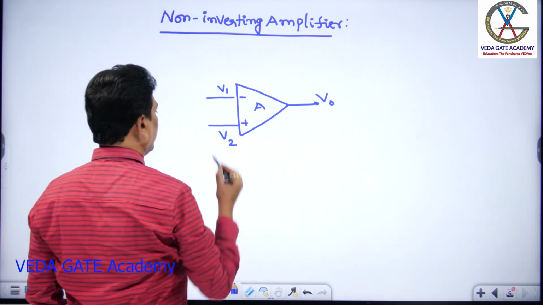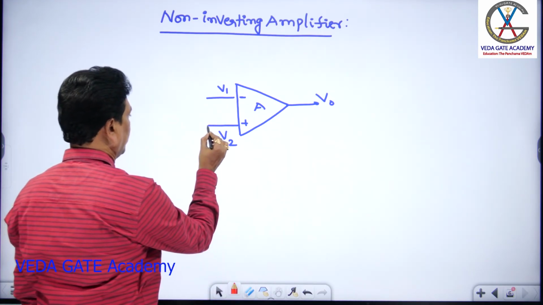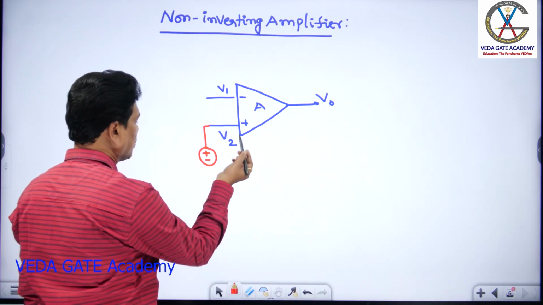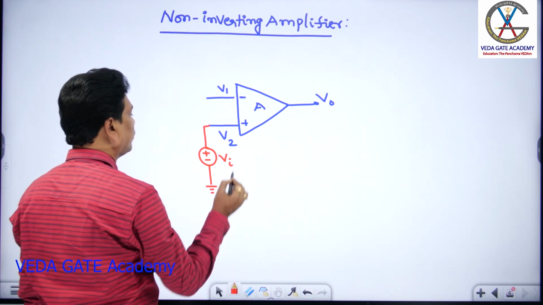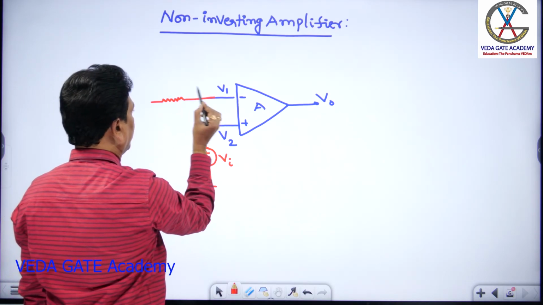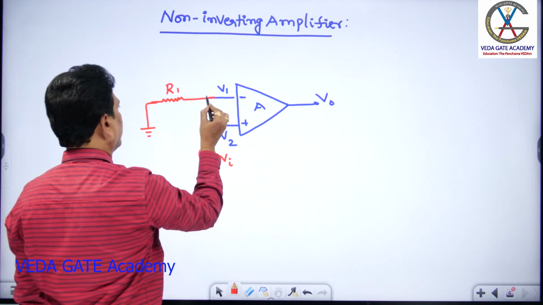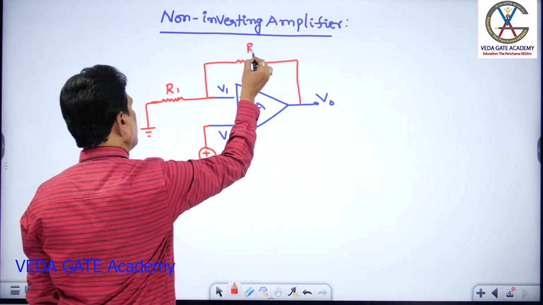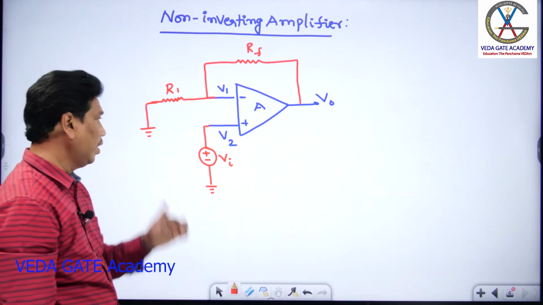Now I can apply the signal voltage to the non-inverting terminal like this. You can apply it either directly or through a resistor. That's no problem, since that resistance is negligible in comparison with the input resistance of the op amp. So this is Vi. Now I introduce a closed loop through a voltage divider network. This is R1, and this is RF. So this is the closed loop non-inverting amplifier circuit where the signal voltage is present at the non-inverting end. Let us see this now.